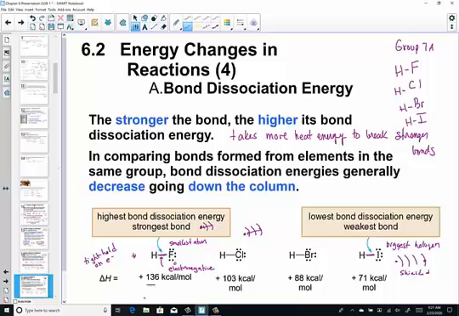And you can see, based on the bond dissociation energies, HF requires 136 kcals per mole to break that bond. HCl requires a little less, 103 kcals per mole. HBr, a little bit less yet, 88 kcals per mole. And HI is at 71 kcals per mole. You will see the bond dissociation energy decreasing as you go down the column. This would be the highest bond dissociation energy, and this would be the lowest bond dissociation energy.